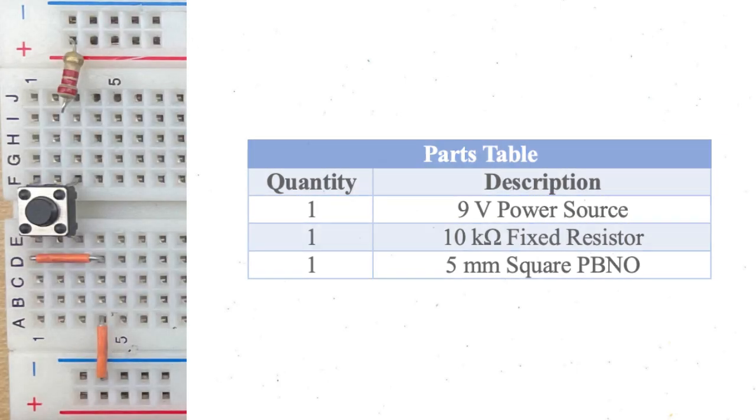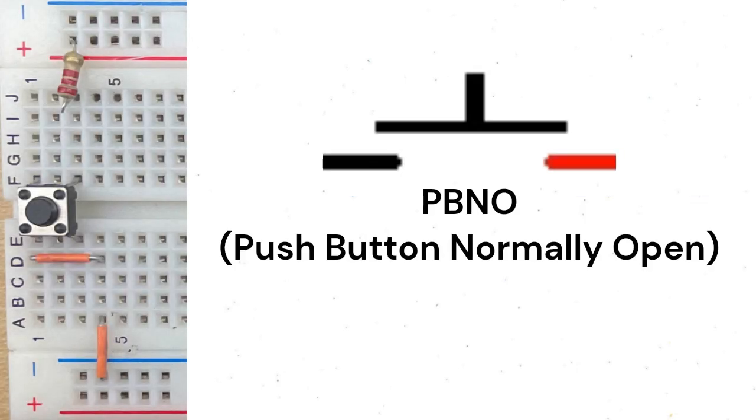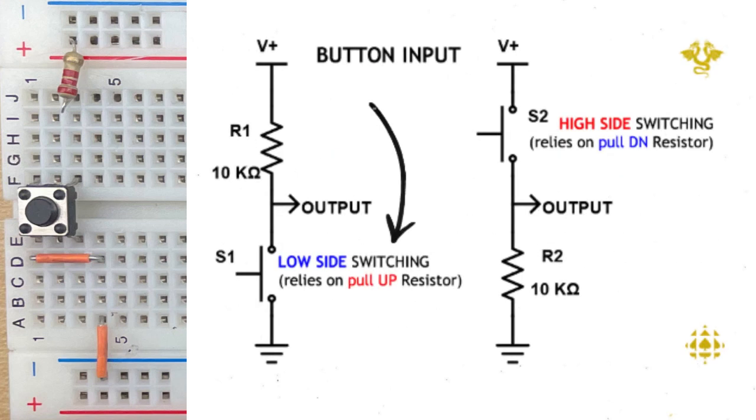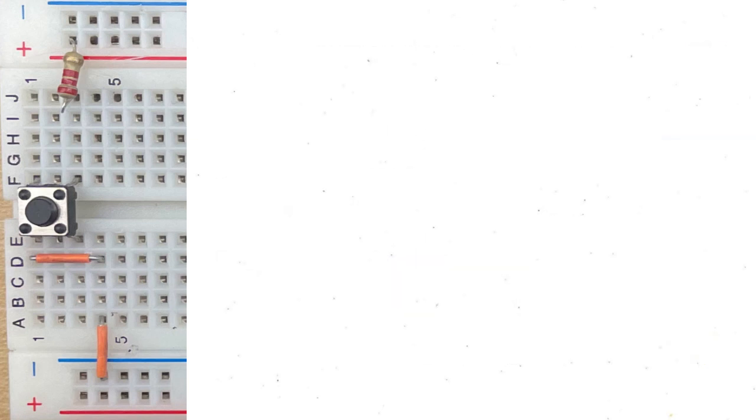Part A, Analog Input. Analog input only requires 3 parts. A momentary PBNO is a type of momentary switch that is normally open, meaning it doesn't conduct electricity until pressed. In a pull-up resistor configuration, the resistor connects the PBNO to power. In a pull-down configuration, the resistor connects the PBNO to ground. The final counting circuit uses a pull-up resistor configuration.